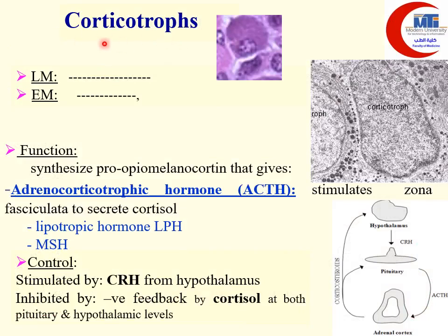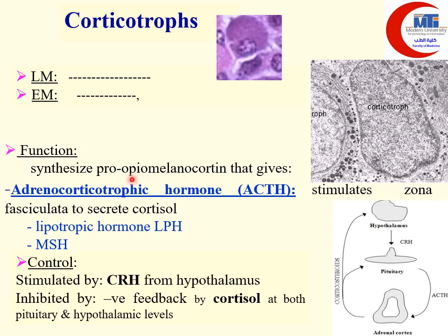Corticotrophs, the second type of basophils, have the same light and electron microscopic picture as thyrotrophs, or protein-secreting cells. By light microscope, these cells appear polyhedral in shape, with basophilic cytoplasm and a vesicular nucleus. By electron microscope, these cells appear as protein-secreting cells with well-developed rough endoplasmic reticulum, Golgi apparatus, mitochondria, and secretory granules.